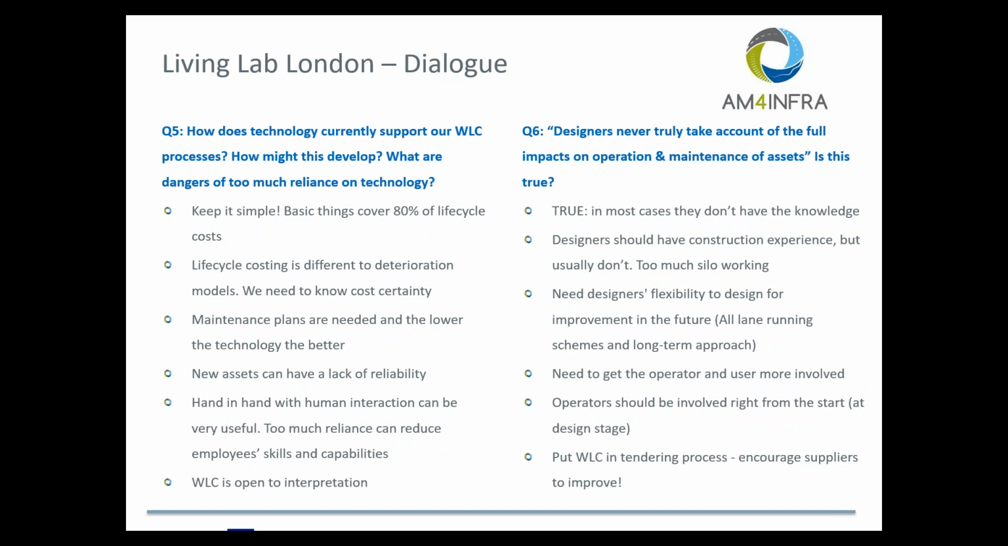The fifth question was, how does technology currently support our whole life costing processes, and how might this develop? What are the dangers of too much reliance on technology? One of the groups was very clear: we need to keep it simple. A lot of the life cycle costs are components. I think there's been quite a lot of work done on deterioration models, but on the life cycle costing side of things, there needs to be a clear focus.